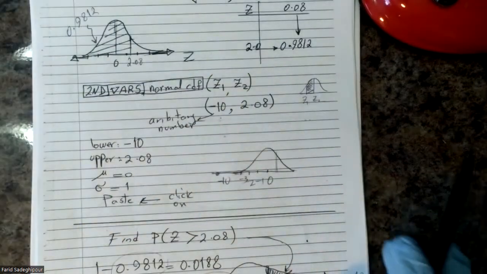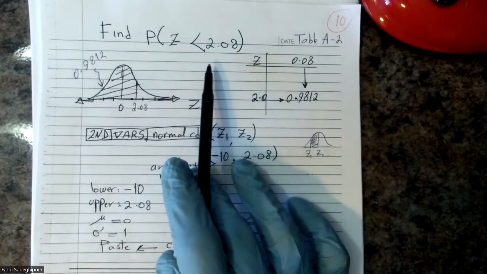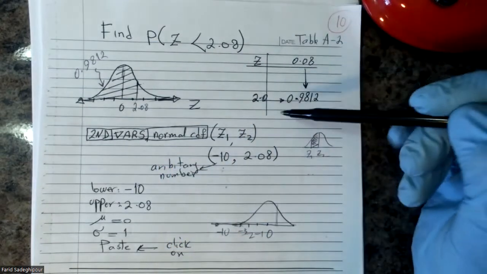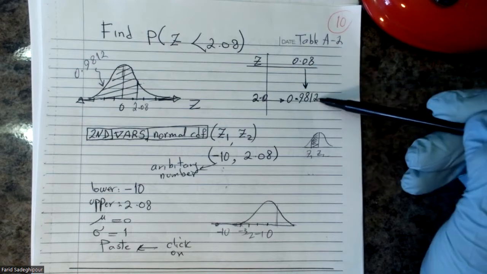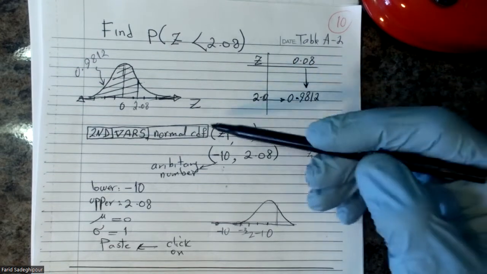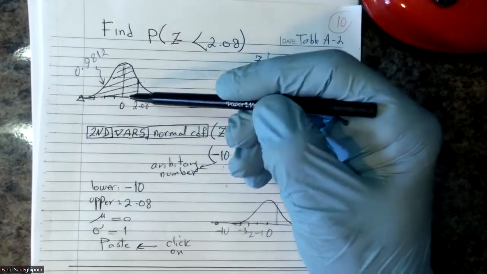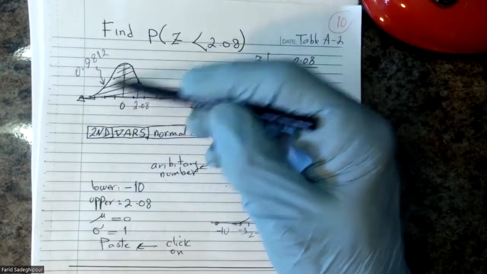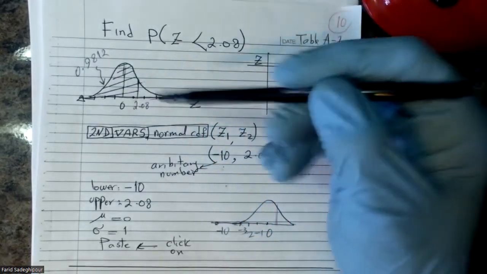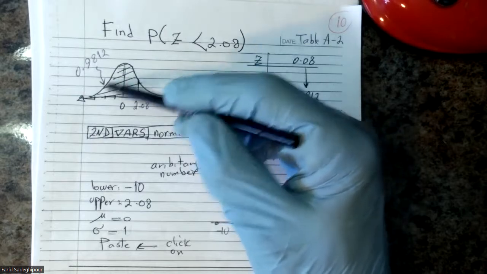Like what is the area to the left? In this example, we want to find the probability of z less than 2.08. So you could either go to table A2, which is at the end of the textbook, and find this, or as I mentioned, it's easier to use a calculator. The calculator always gives you the value from that point to the left. So z less than 2.08 means I want to calculate this area.